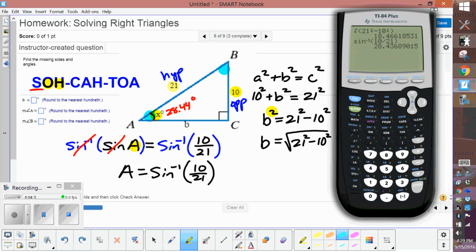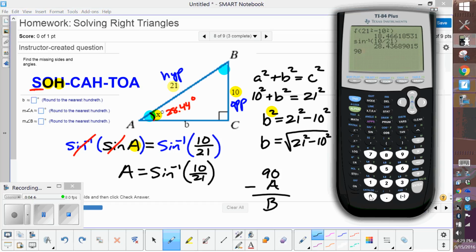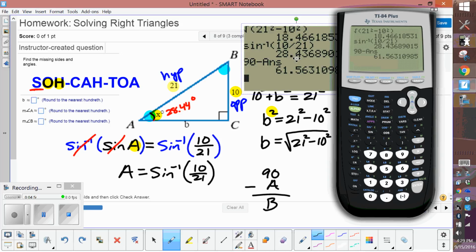Now I could use trig again, but I know that all angles add up to 180. And if that's 90, then A and B have to add up to 90. So I can just take 90 degrees minus angle A, and it should be angle B. So I'm going to do 90, and I'm going to say subtract my last answer, and then I don't have to type in all those decimals. And I get this.